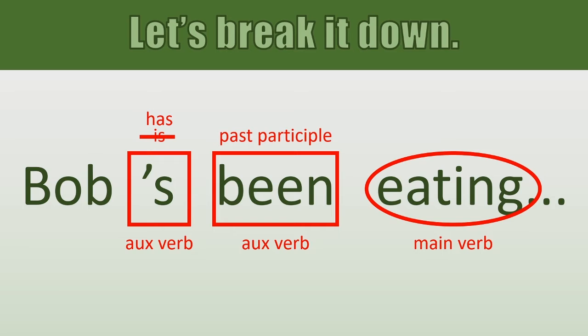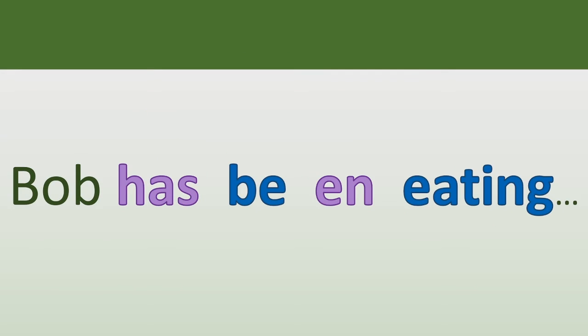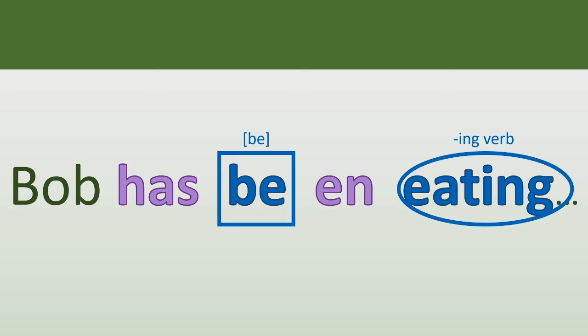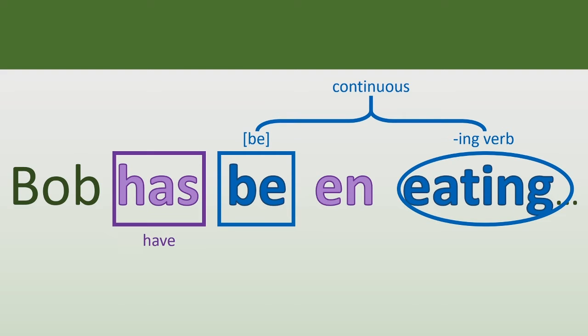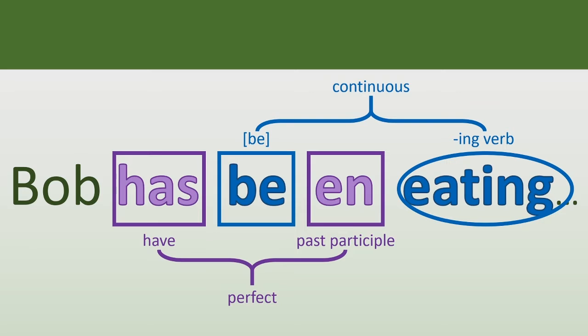Has. Let's make this colorful. I always find it good to use lots of colors to explain different types of grammar. Bob has been eating. So we have our be and ing. Be and ing makes continuous. We have has and a past participle. This tells us it's perfect.